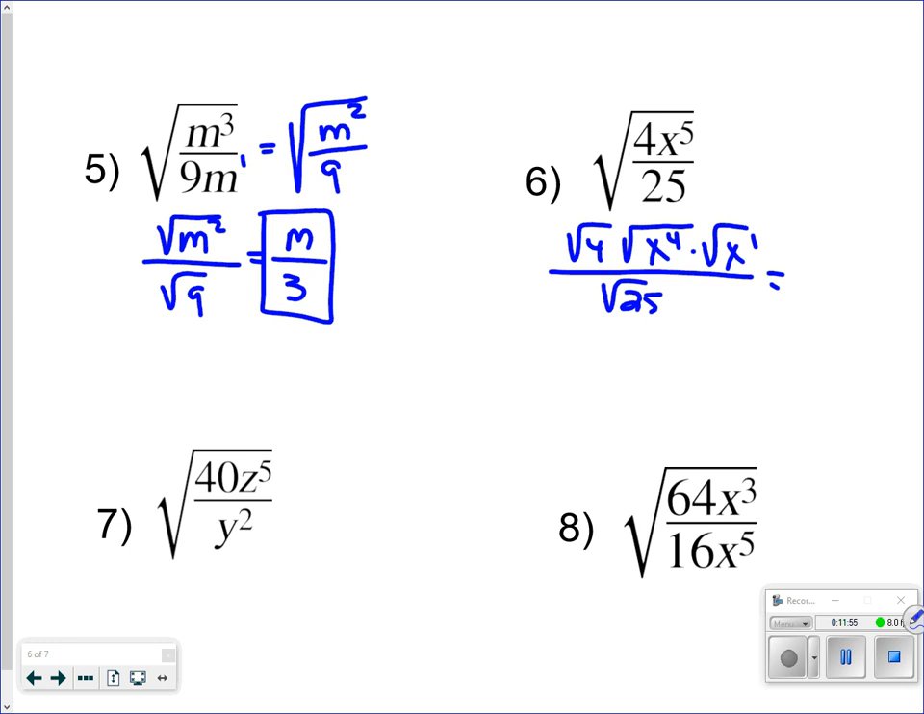Okay, you have all kinds of doable pieces in here. Square root of 4. 4 comes from 2. Square root of x to the fourth. 4 is an even power, cut it in half. X squared. Square root of x to the first. Remember, when we get down as far as x to the first, you can't reduce that, so just drop it in. Square root of x to the first. And then over, and then 25 comes from 5.